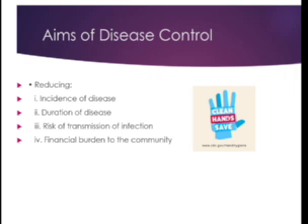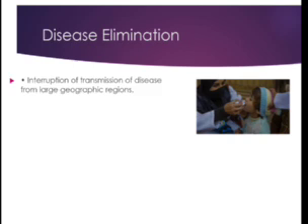And the fourth one is to reduce the financial burden on the community. If you think in the opposite way, if the disease is not controlled, then we can think of the money spent on drugs, on management, on investigations, on treatment. All these make the person spend money, and if money is spent, it causes a financial burden on the community. So disease control aims at reducing that financial burden. Next is disease elimination.